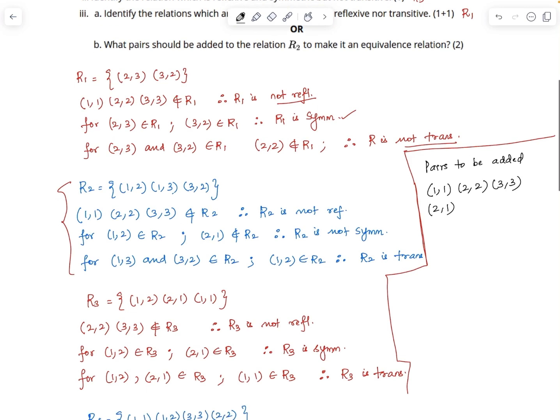Same way 1, 3 is there. So let's add 3, 1 also. 3, 2 is there. For that we will add 2, 3. So now R2 becomes symmetric also. R2 is transitive already, but after adding all these pairs, let's check whether R2 is still transitive. Let's rewrite R2 with all these new elements. R2 is 1, 1, 2, 2, 3, 3, 2, 1, 3, 1, 2, 3, and already existing are 1, 2, 1, 3, 3, 2.